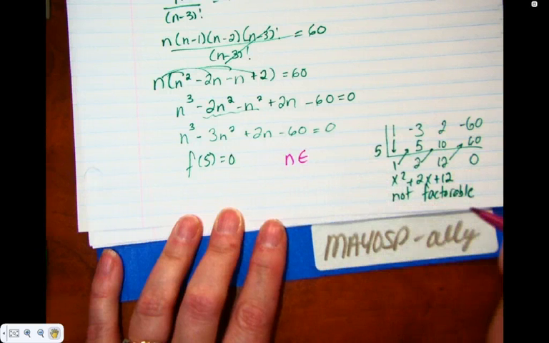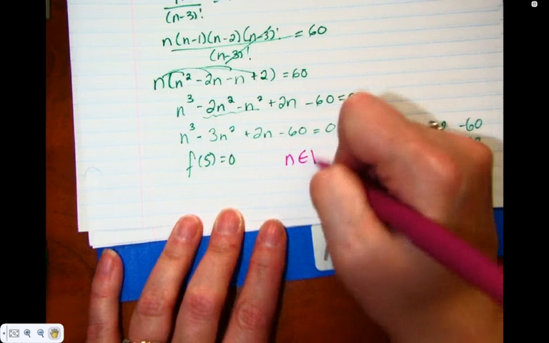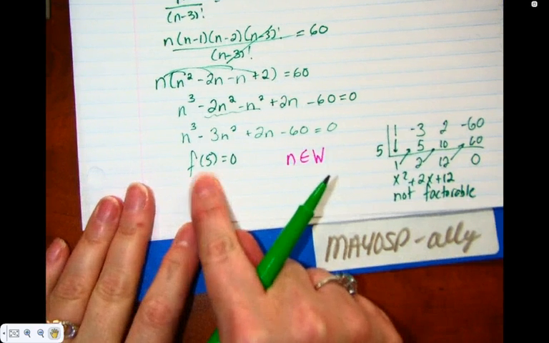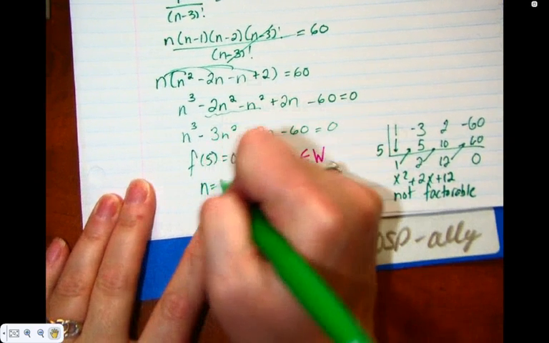What's the symbol for wholes? W. That doesn't say new, not to a mathematician. That's n is an element of the whole numbers. So what it tells us is that we found the only whole number over here. N has to be 5.